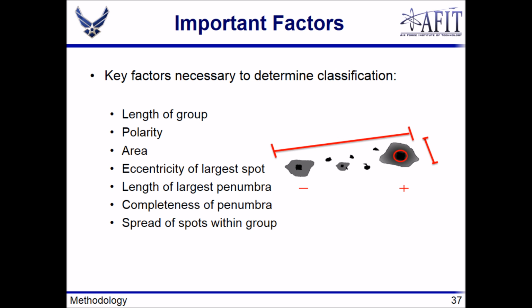The important factors that we want to catch here on slide 37, I mentioned that we want to calculate these specific items. The things that we're paying attention to are the length of the sunspot group, the polarity of the sunspot group, area, eccentricity of the largest spot, length of the largest penumbra, completeness of the penumbra, and then the spread of the sunspots in the group.